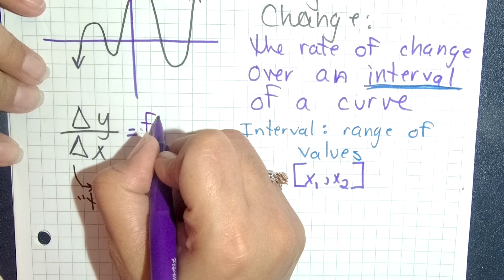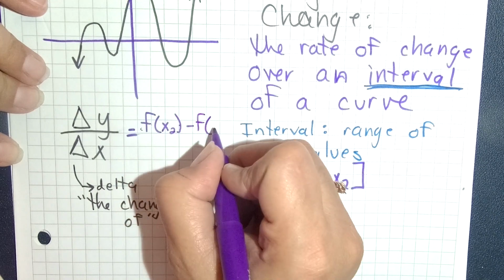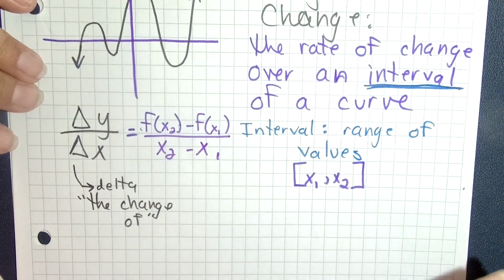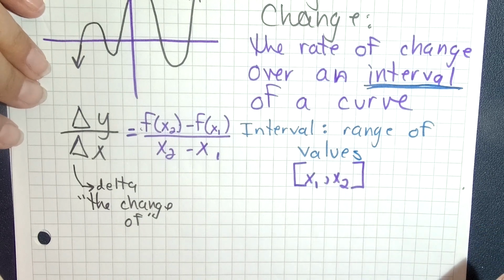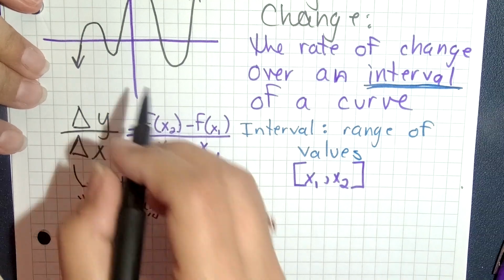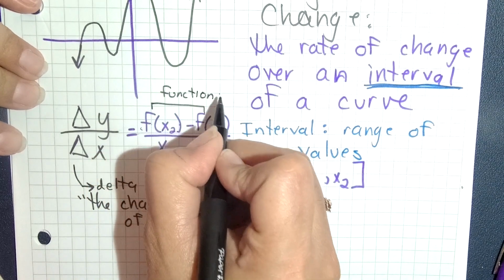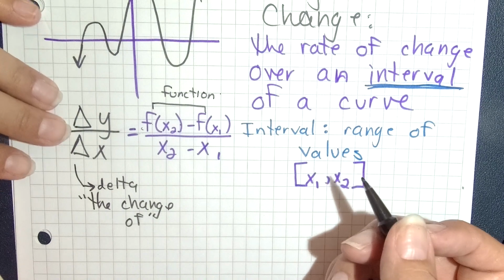So that's going to be f of x2, and I'll explain what this means in a minute. f of x1 over x2 minus x1. These f's are just the function, evaluated at those points. Okay? So it's basically your y2 and y1.